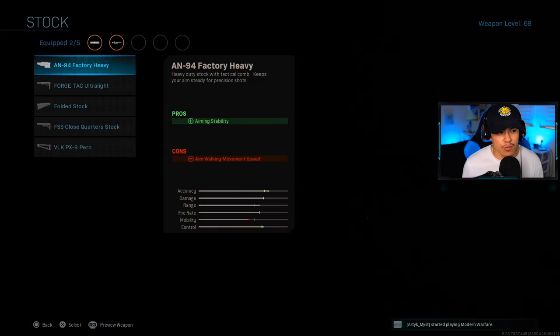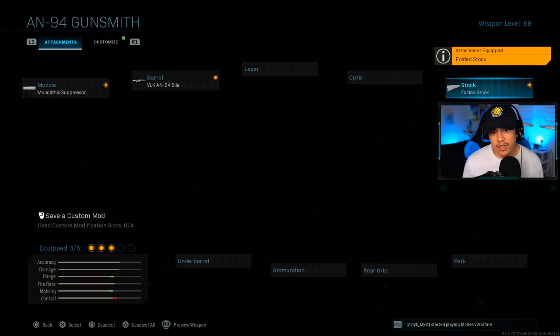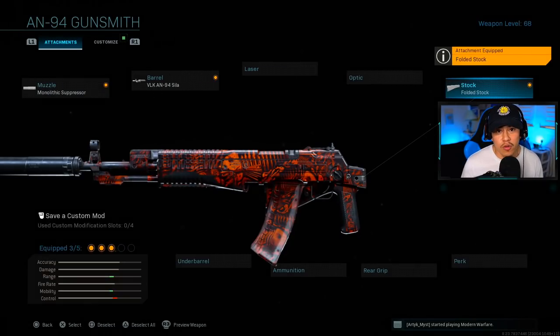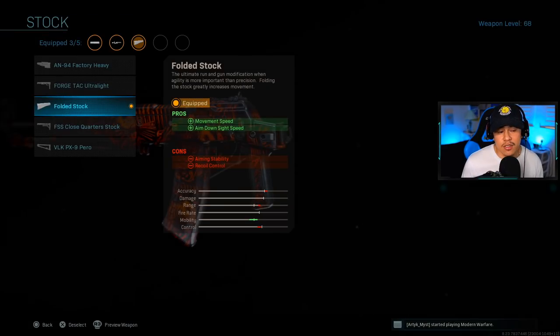For the next attachment, we're going to be using the folded stock. Now the folded stock is going to increase our movement speed as well as our aim down sight speed. The only cons that it does have are aiming stability and recoil control, but like I said earlier, I did use this exact same setup and I tried to engage in about maybe a 30-35 meter range gunfight, and I had no issues controlling that recoil. This gun really has a very manageable recoil to control.